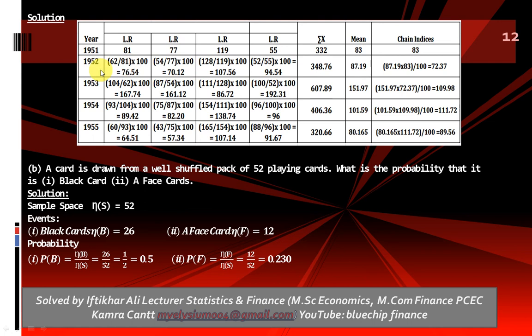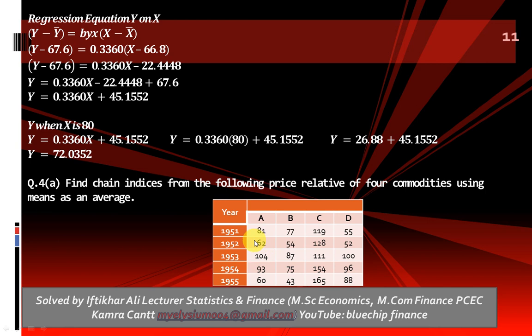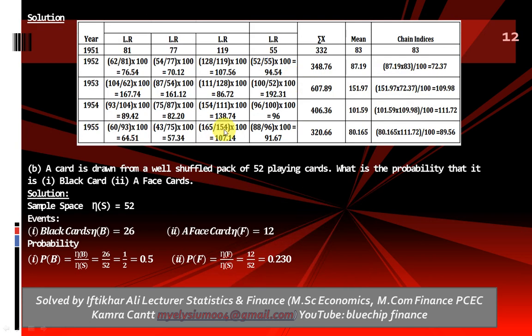But from the second year we will apply the formula Pn divided by Pn minus 1: 62 divided by 81 multiplied by 100, 54 divided by 77 multiplied by 100, 128 by 119 multiplied by 100, 52 by 55 multiplied by 100, and so on. Calculations are given here.